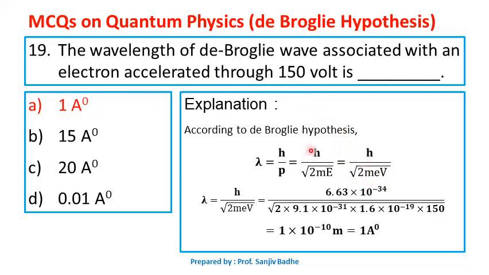So let us substitute the values of all the constants and voltage V. h is 6.63 into 10 raised to minus 34 joule second. m is 9.1 into 10 raised to minus 31 kg. e is 1.6 into 10 raised to minus 19 coulomb. V is given as 150 volts. So if you do the calculation, this turns out to be 1 into 10 raised to minus 10 meters, that is 1 angstrom. So the wavelength of de-Broglie wave associated with an electron accelerated through 150 volts comes out to be 1 angstrom. You can check this calculation.